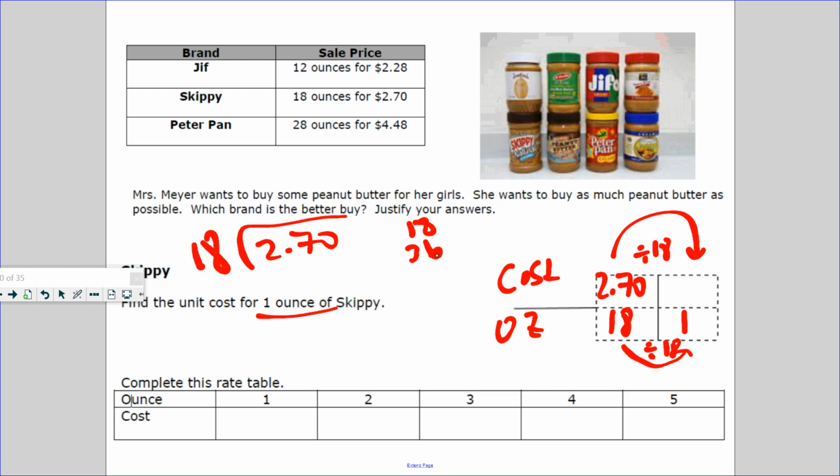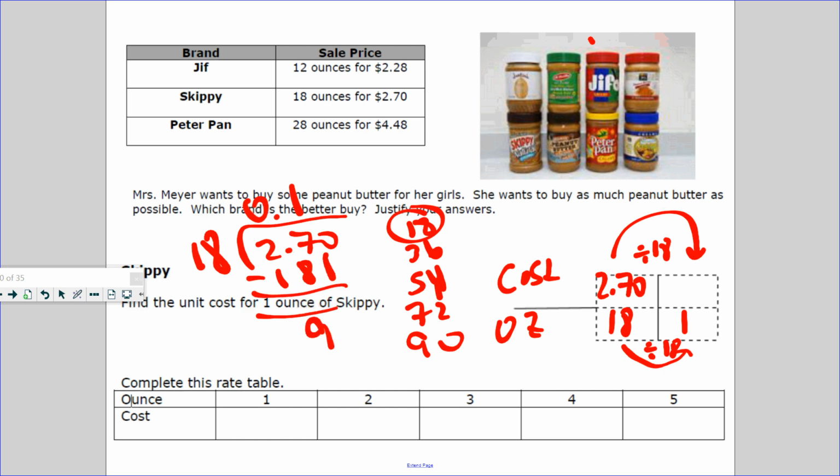18, 36, 54, 72, and 90. We'll stop right there. Can 18 go in 2? I don't think so. Can 18 go in 27? Yeah, one time. It actually does, one time. 27 minus 18 is 9. Bring down the 0. Oh, 90 is the fifth one. So it costs 15 cents for 1 ounce.